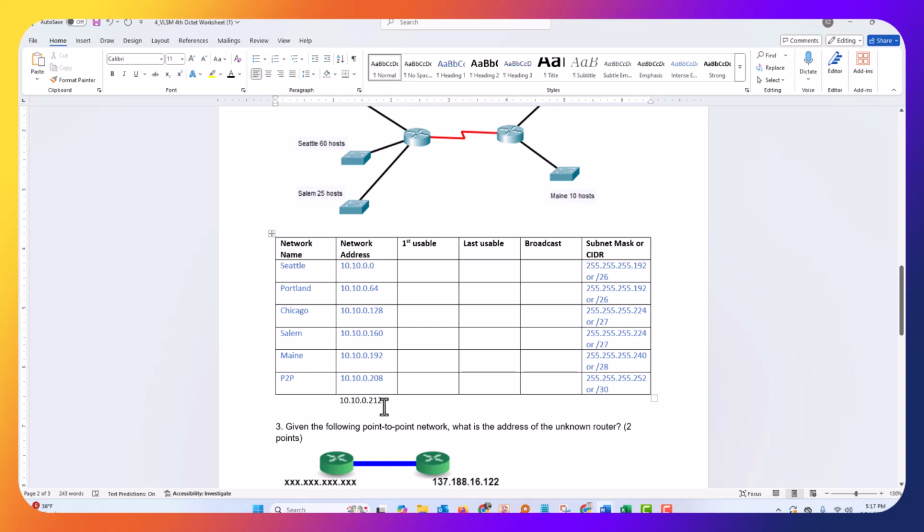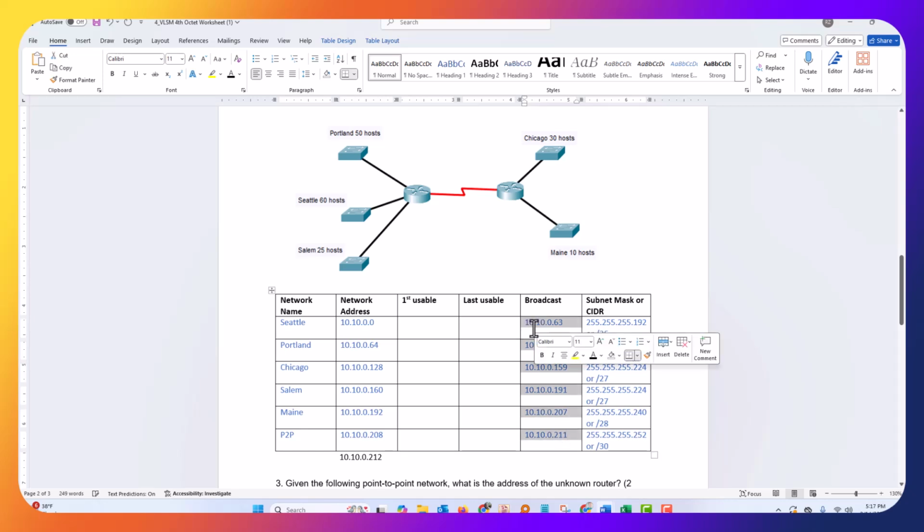So that's going to give me 10.10.0.211 for a broadcast address. This is a 207, so 10.10.0.207. This is a 192, so that'd be a 191. 10.10.0.191. 160 would be 159. 10.10.0.159. 128 becomes 127. 10.10.0.127. And then 64 becomes a 63. 10.10.0.63.